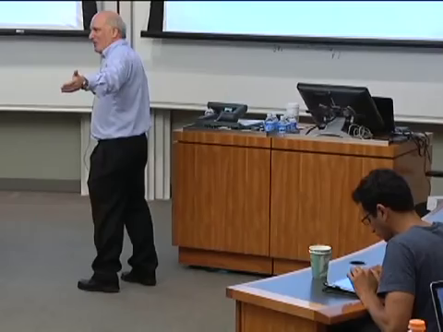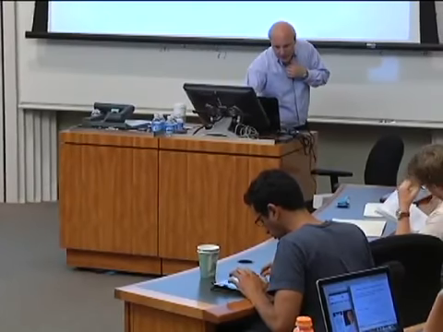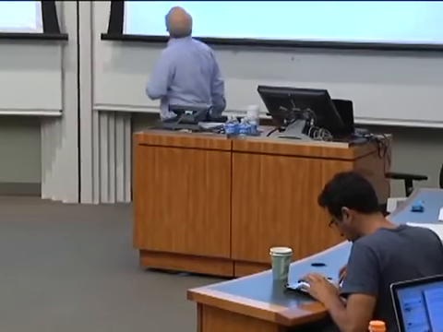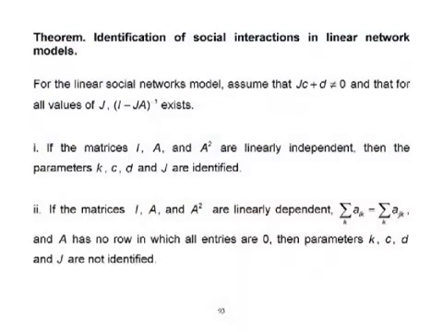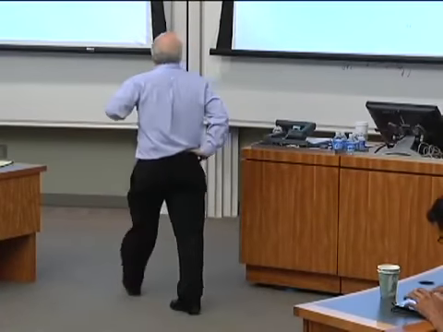We already know there's one case where it does and one case where it doesn't. So there's a nice theorem in the literature, due to Bramoullé, Djebbari, and Fortin, in which they give a condition on that socio matrix A for identification. Now, one thing is you need I minus JA to be invertible. The reason for that is otherwise there wouldn't be an equilibrium. So that's a trivial restriction.